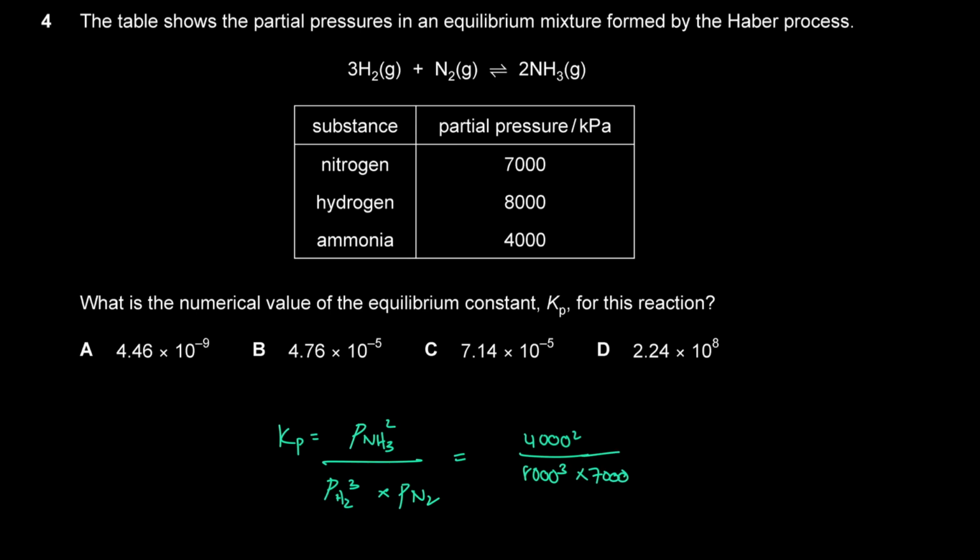This gives us a value of 4.46 into 10 to the power of negative 9. And the units here, we have pressure squared in the numerator and pressure to the power of 4 in the denominator. Pressure squared divided by pressure to the power of 4 is 1 over P squared. In other words, that's just pressure to the power of negative 2. So the units here will be kilopascals to the power of negative 2. The answer here is A, 4.46 into 10 to the power of negative 9 kilopascals to the power of negative 2.